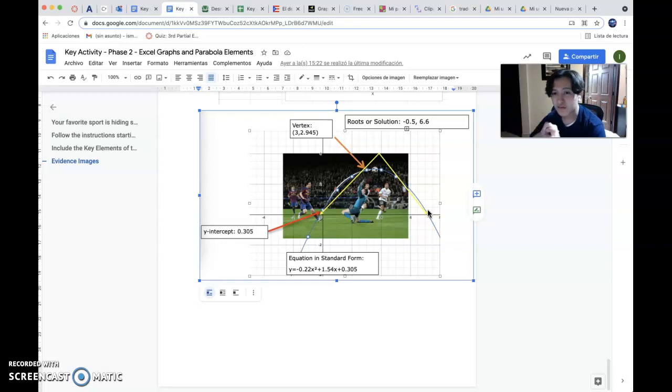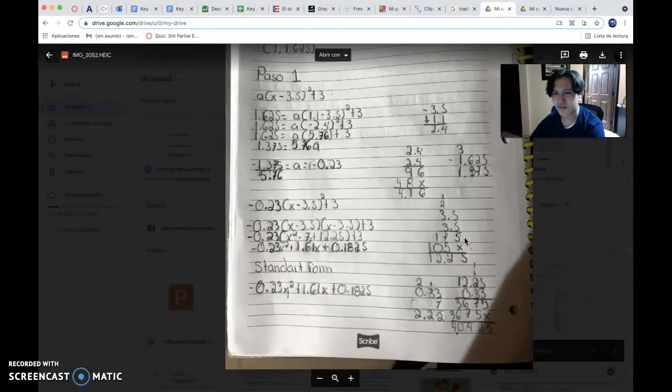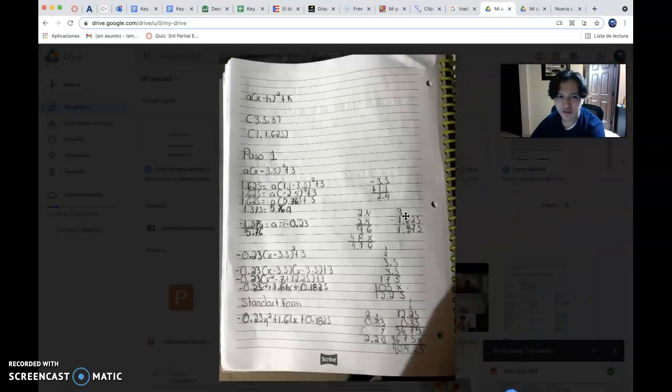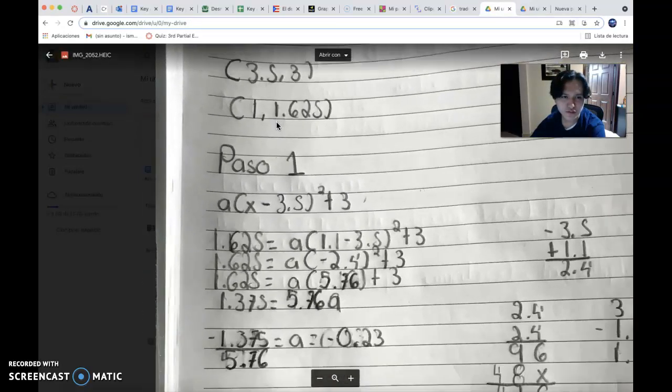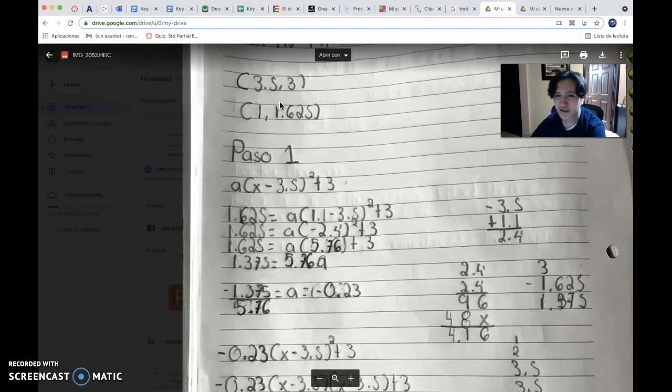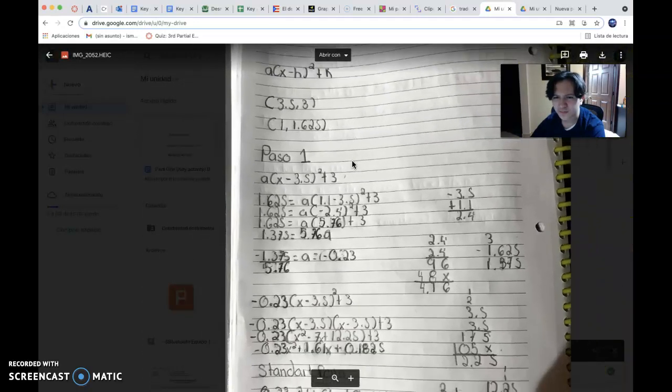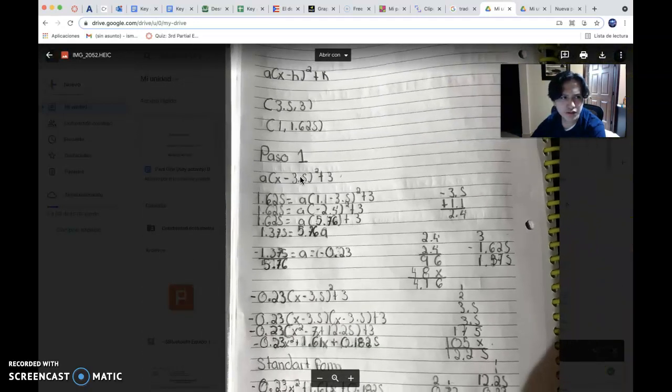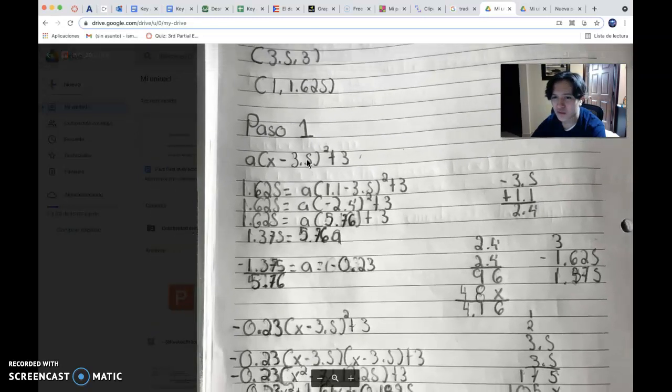So we got the final question, and the final question is about whether I can do this without technology. I think yes, and I do it with the process that we saw in class. First, we put the vertex and the first point. I put it here, and I put the vertex values in place of h and k.